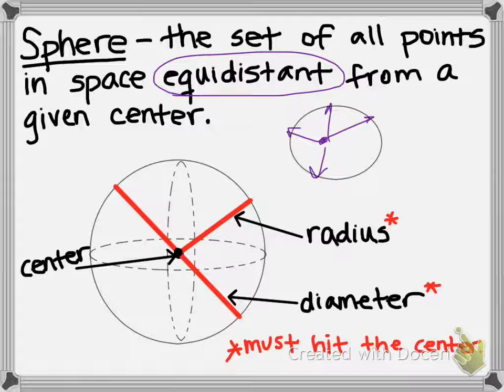A couple words that you might have to know: the center, of course, right in the middle. Imagine it hovering in the middle of the hollow circle or ball. There is a radius, which is from the center to any point on the circle or on the sphere, and a diameter, which goes from one end to the other end, but specifically it has to go through the center.